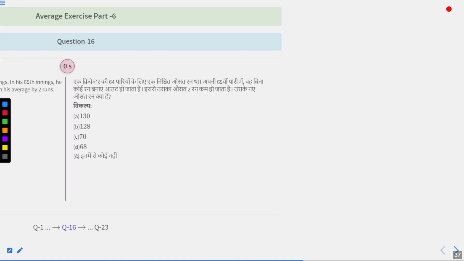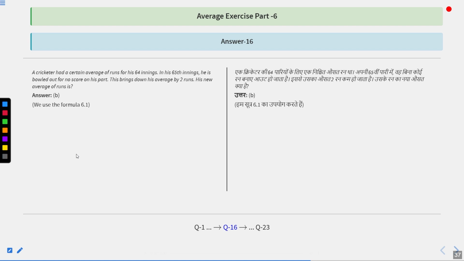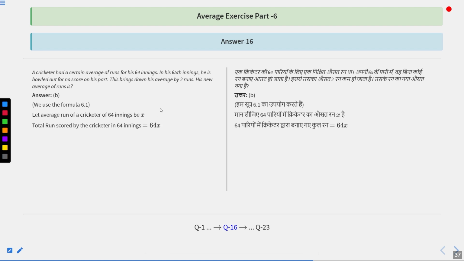Now time's up. Let's see the solution. We use the formula 6.1. Now let the average run of a cricketer of 64 innings be X. Clear? So we let the average. So what will be the total score? Total score will become 64 into X.